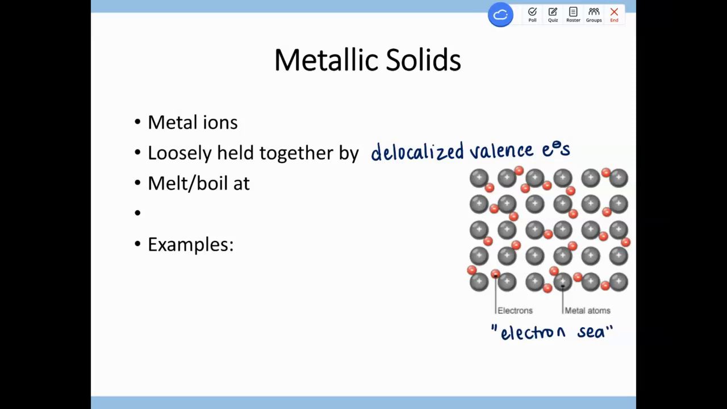This is also the language used in your book. So if you imagine a bunch of metal nuclei and core electrons in a sea of delocalized electrons, those electrons can float around. These types of solids can conduct electricity because the electrons are delocalized. They melt and boil at a wide range of temperatures. So we can't categorize this into high or low. So we'll write low to very high temps.